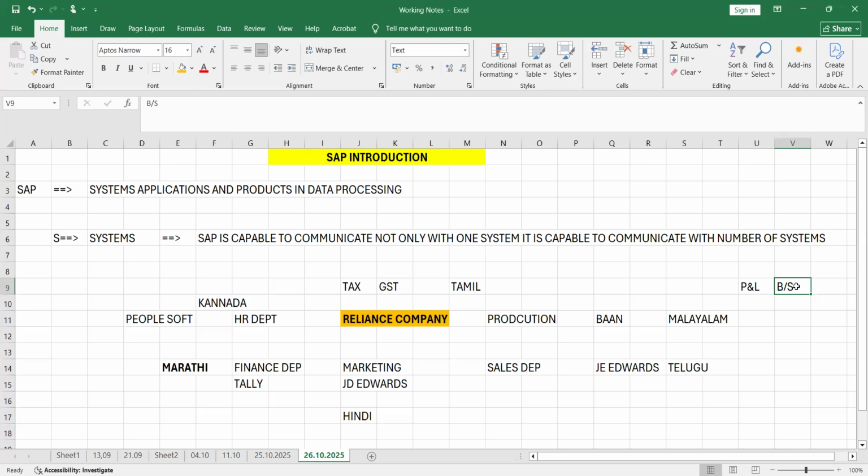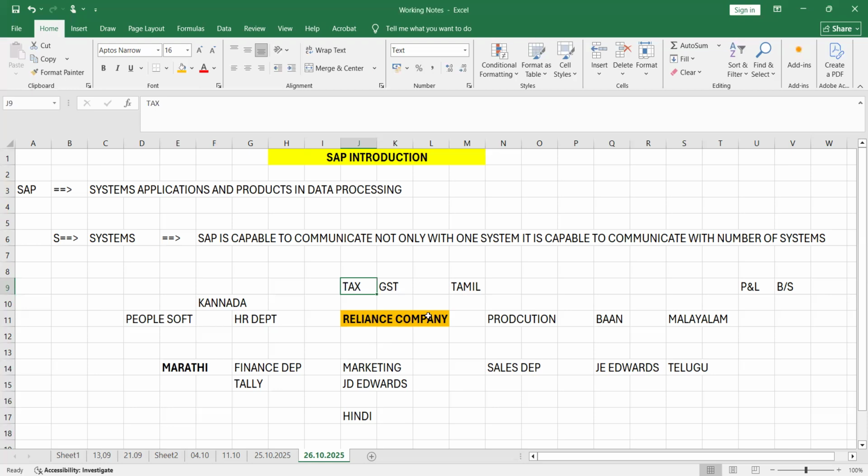Please kindly respond, because this is not related to SAP. In the same way, if I am using different softwares in my common organization, PeopleSoft is developed in a different operating system, GST is developed in a different operating system, JD Edwards is developed in a different operating system, Tally is developed in a different operating system. So the same thing: communication and integration will be the problem.